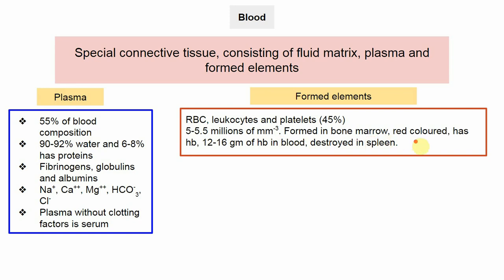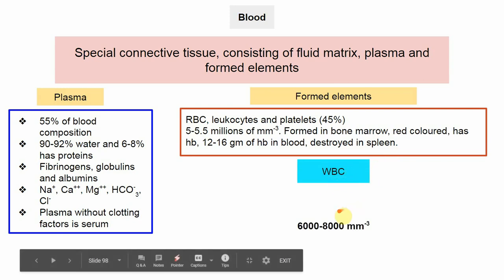It is having a red color, and it is mainly because of the hemoglobin, and it is having heme group along with iron. So what should be the normal quantity of hemoglobin in a healthy person? It should be around 12 to 16 gram of hemoglobin in the blood. The normal lifespan of the RBC is around 120 days, and it is mainly destroyed in a special organ called the spleen.